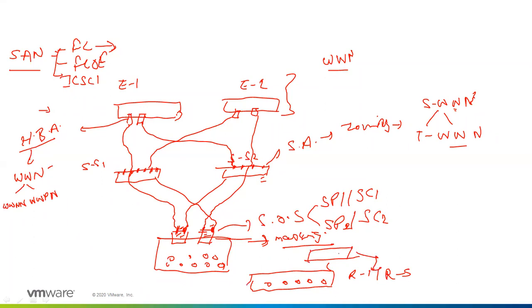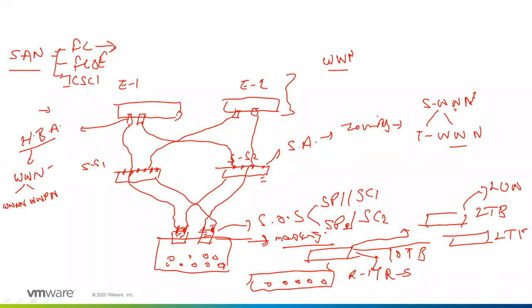And from this volume, for example, this is my new volume and the size is 10 terabytes. Out of this logical volume, he will start to cut smaller chunks. For example, one chunk is 2 terabytes. This chunk is called a logical unit number. Maybe another one, 2 terabytes. That's all the headache of the storage administrator.